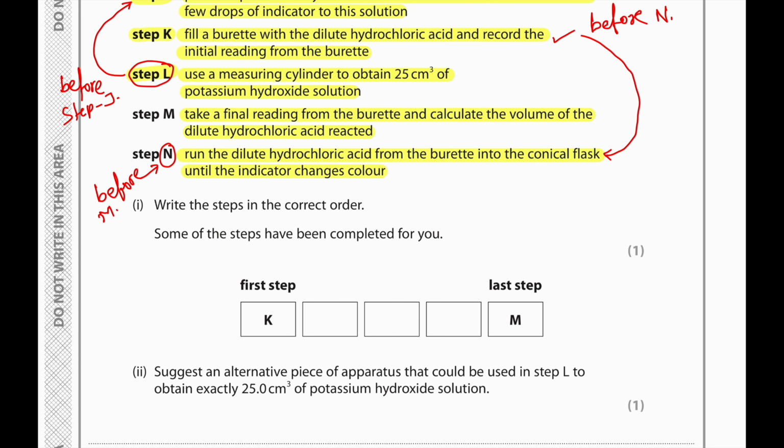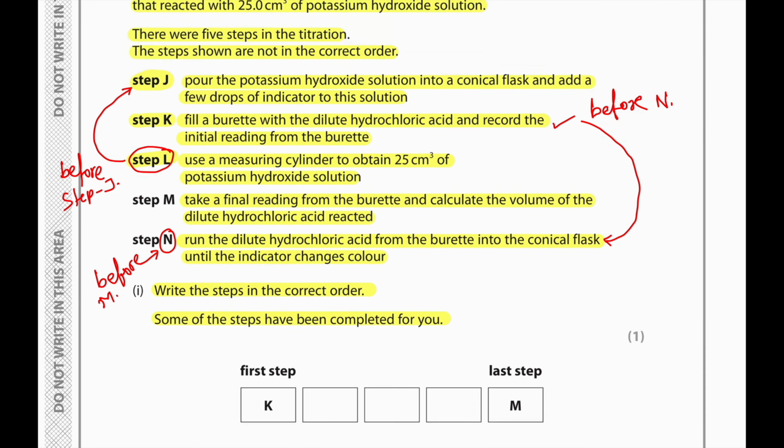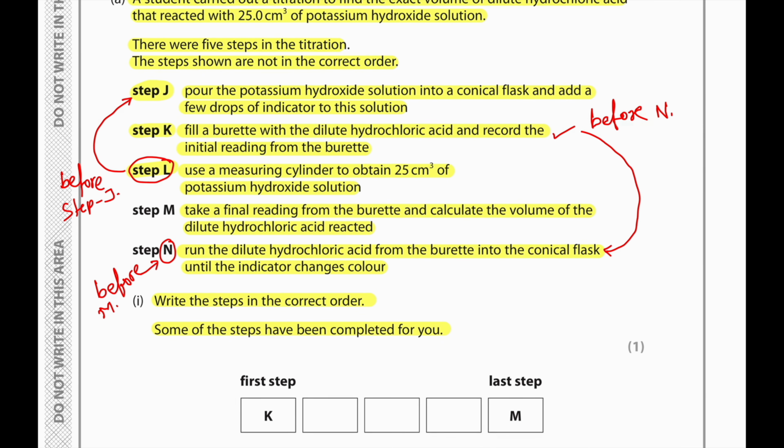Now, the question is asking us to write the steps in the correct order. Some of the steps are completed for us. So, K is already done for us, which is filling the burette with dilute hydrochloric acid. After K, we can then definitely go for step L because it comes before J. And after that, we can place J and then N because N comes before M.